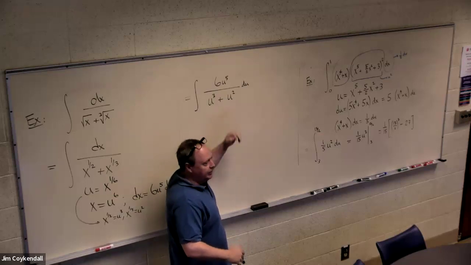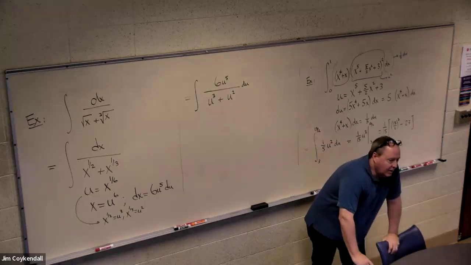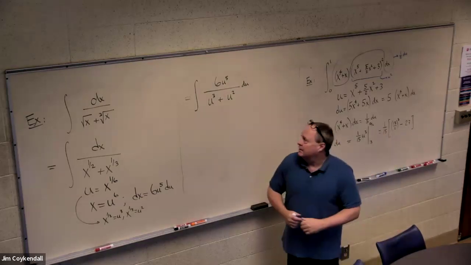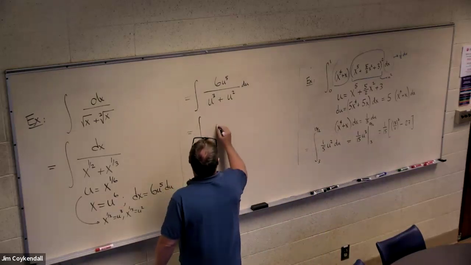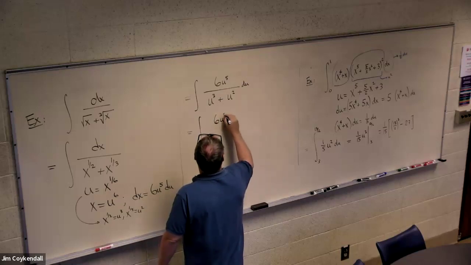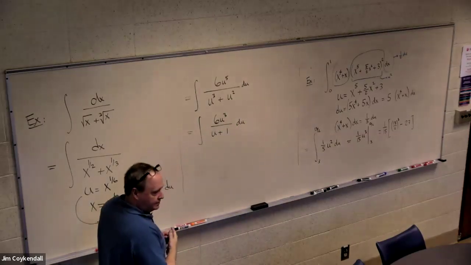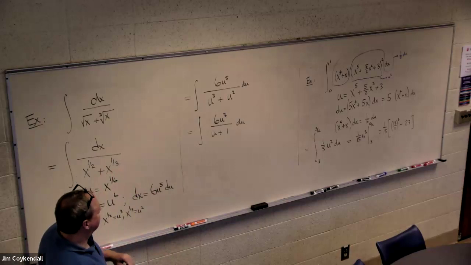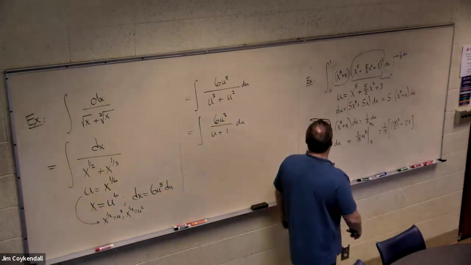What's the next thing we should do? What's one obvious thing? It's algebra. You should always do algebra. There is a factor of u squared running through this whole thing. Get rid of it. Right. This is actually 6u cubed over u plus 1, after canceling the common factor of u squared.